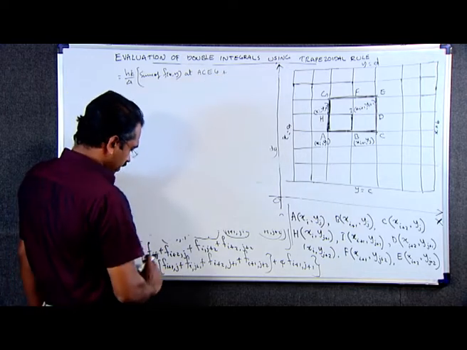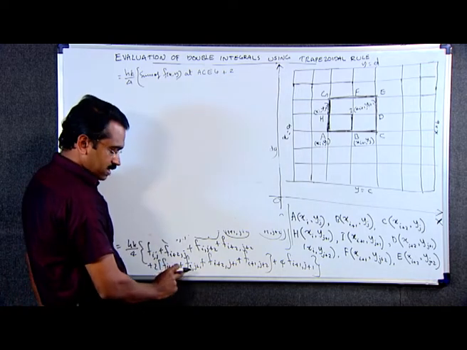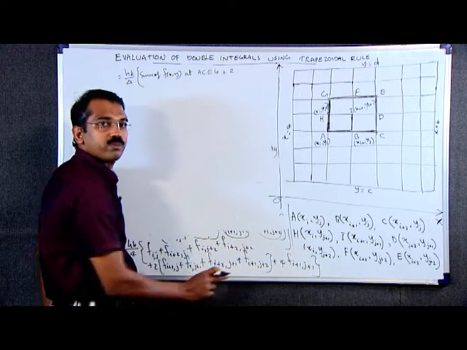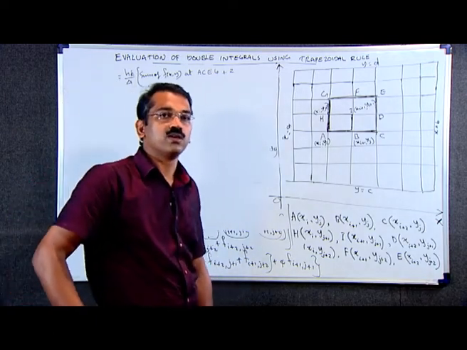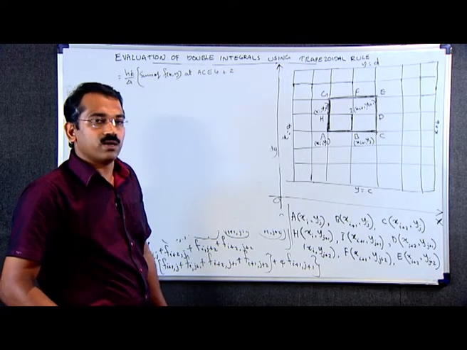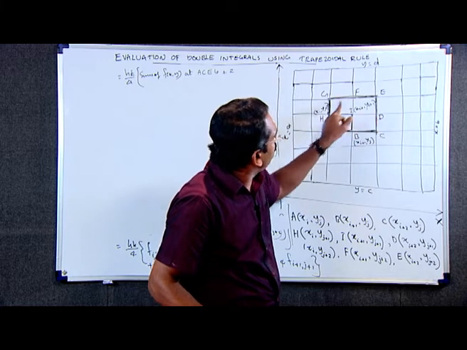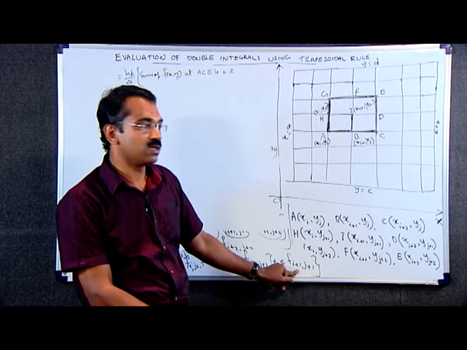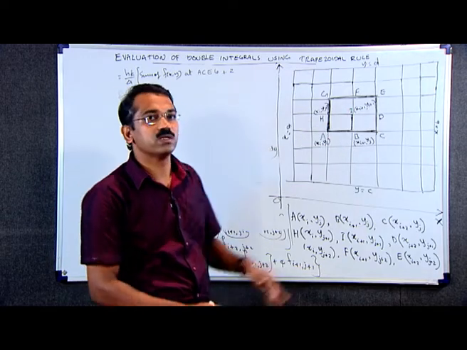plus 2 times, here 2 times f i plus 1 j, f i j plus 1, f i plus 2 j plus 1 and f i plus 1 j plus 2 are the values of the function f of x y at the points b, d, f and h, where f i plus 1 j plus 1 is the value of the function f of x y at the center point I.